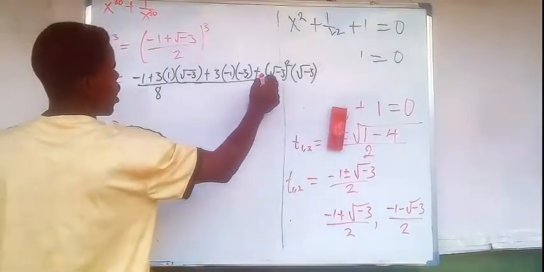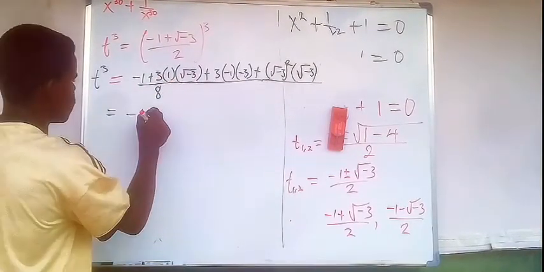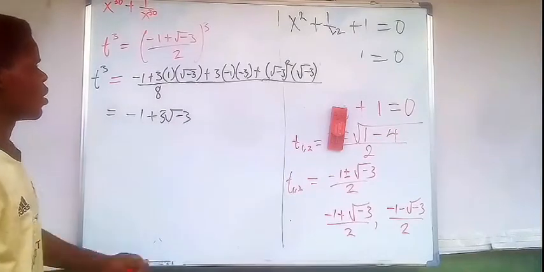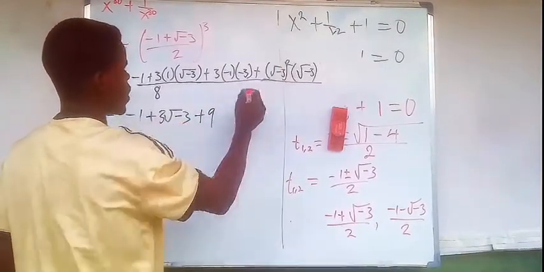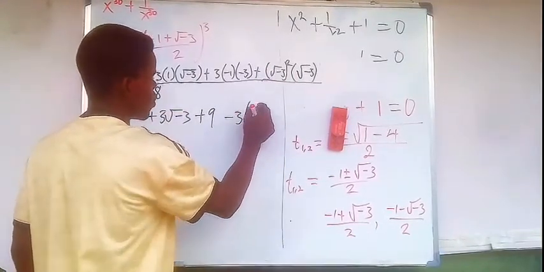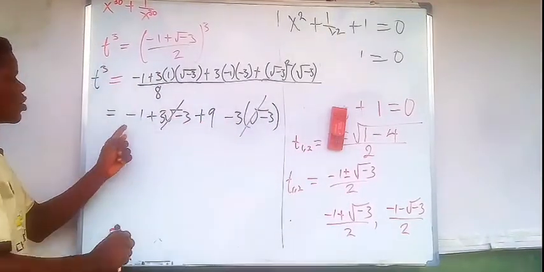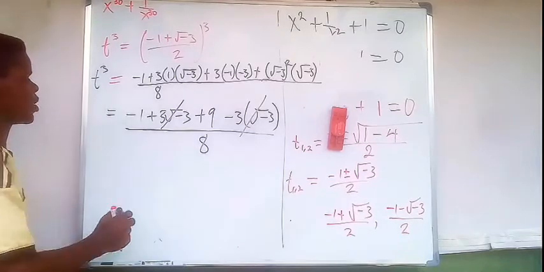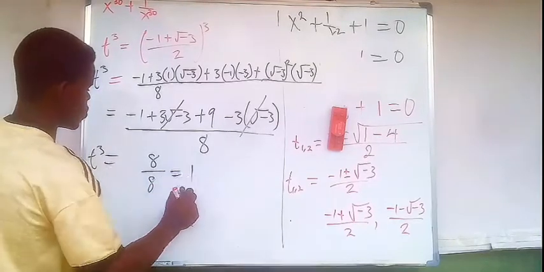Okay, so doing that, we have negative 1, now 3 times root of negative 3, 3 root negative 3. Now negative 1 times negative 3 is just plus 3, and 3 times 3 is just 9, plus 9. The square root of negative 3, you raise it to the power 2, you have negative 3 times square root of negative 3. So you observe this and this are equal and opposite in sign, so you cancel them out. Negative 1, remember your denominator 8. Negative 1 plus 9 is just what? Plus 8. So t to the third degree is 8 over 8. This simply means t to the third degree is just 1.